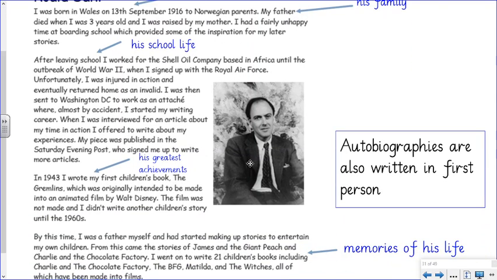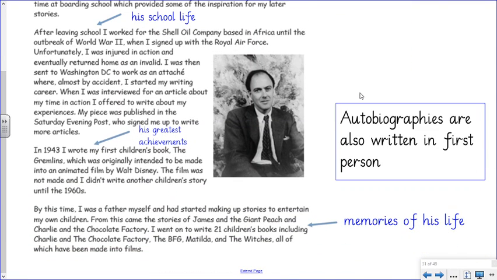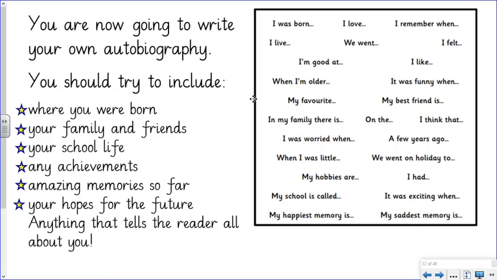Okay, so it just tells us about what his early life was like and what his life is like now. So you are now going to write your own autobiography. Here's some information that I would like you to include. Where you were born, all about your family and your friends, your school life, any achievements that you've got so far in your life, any amazing memories so far. So that could be your siblings being born, a special place that you visited. I would also like you to put in there, maybe in the final paragraph, your hopes for the future, just anything that tells the reader all about you.